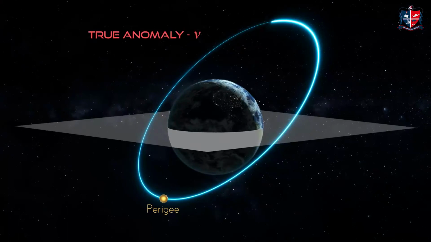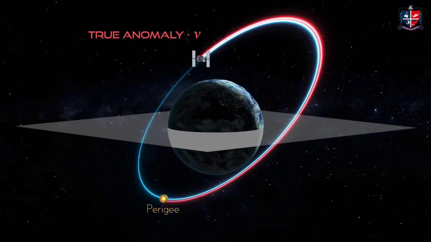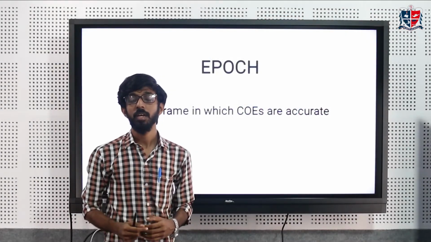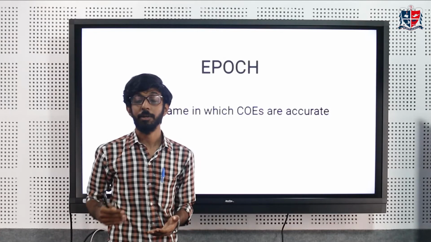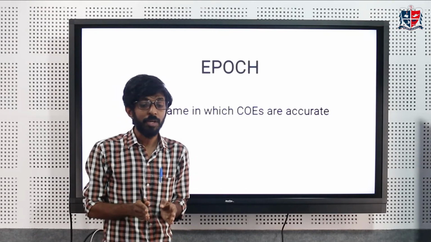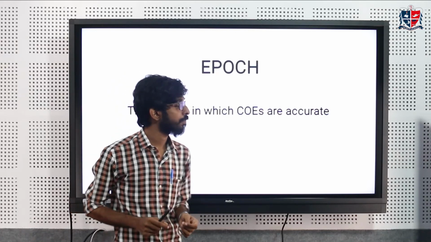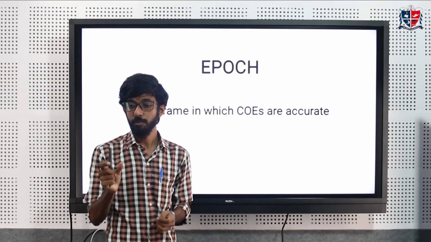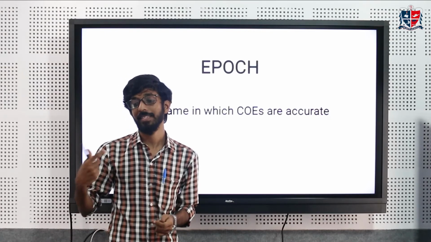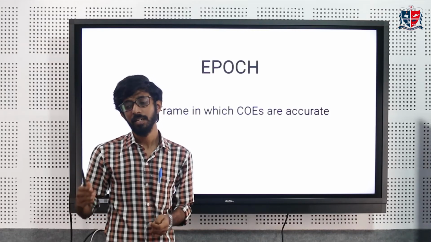Now, even if we have all these orbital elements, in order to calculate the position of a satellite at a future time, we need to specify the time at which these orbital elements are accurate. This time is called the epoch. So if we have the orbital elements for a satellite in one epoch, we can extrapolate and calculate the position and the velocity of the satellite at a future time.